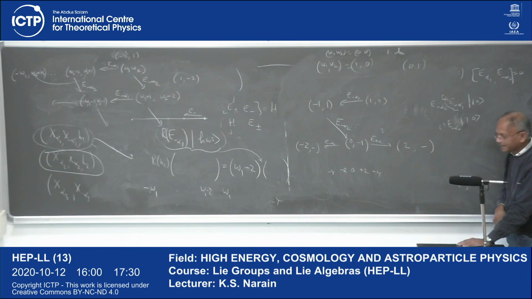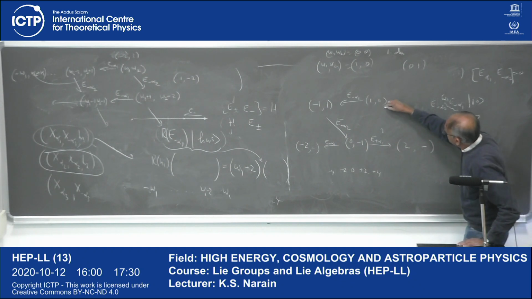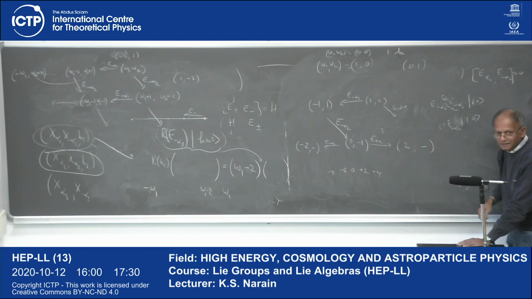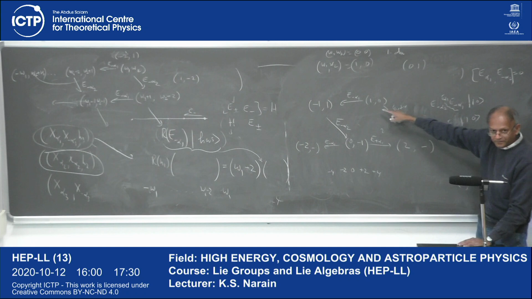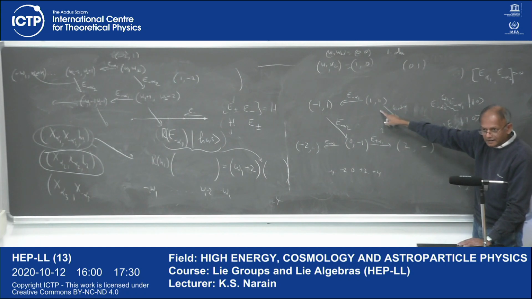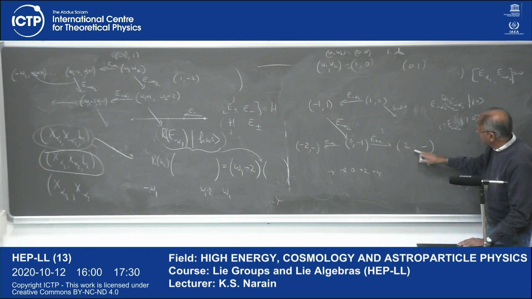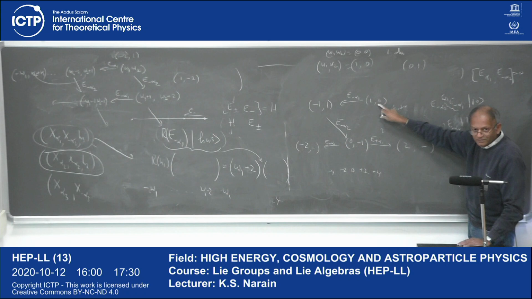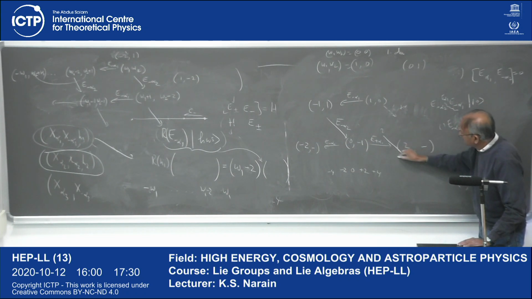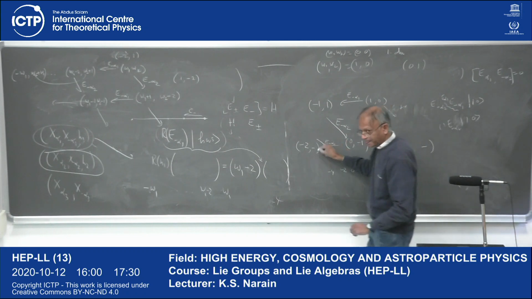Okay. But we already argued that E minus alpha 2 acting on that is 0. This is the original state, E minus alpha 2 acting on that. If this was not 0, then I would get this state here. But we know that this is 0 because it's a singlet. No? So that's why this doesn't exist. This doesn't exist. Also that doesn't exist.